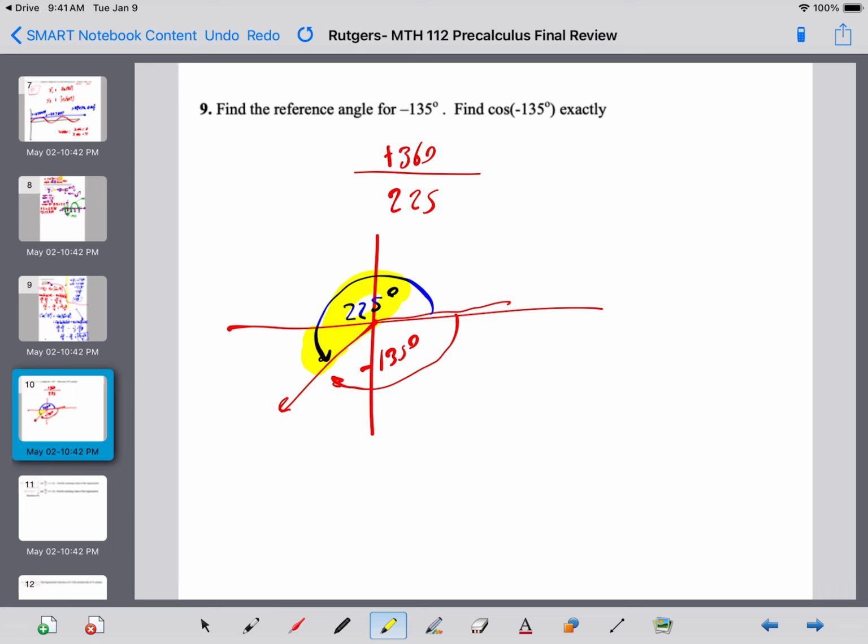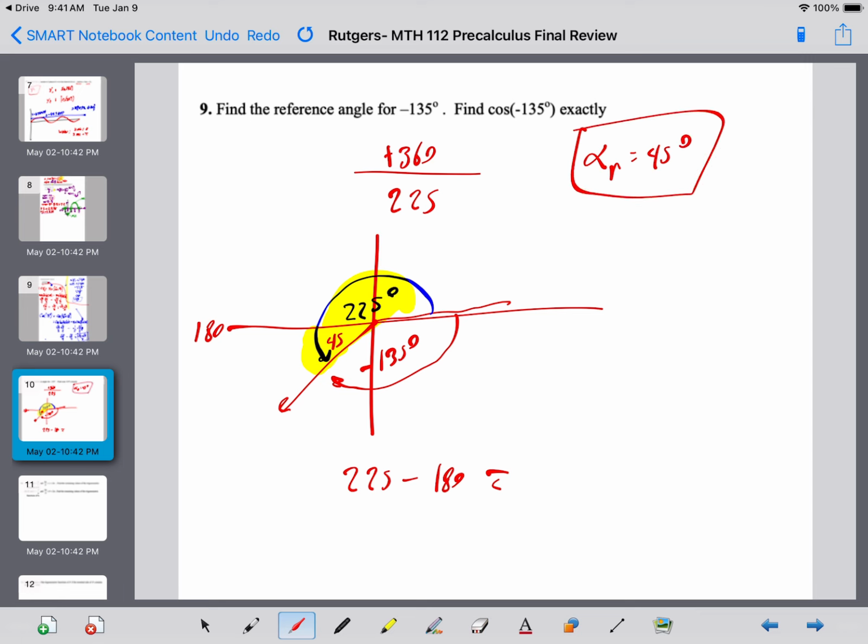Now, the reference angle is the angle in between the terminal ray and the x-axis. So we're actually going to use this positive coterminal angle, and we're going to subtract it by 180. So 225 minus 180 is 45. So your reference angle, let's call it alpha sub r for reference angle, will be 45 degrees.